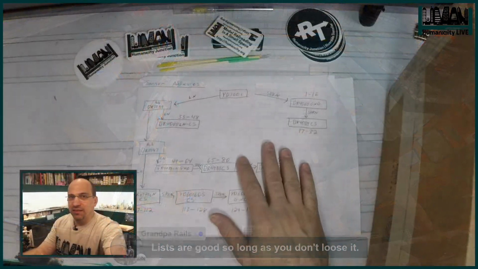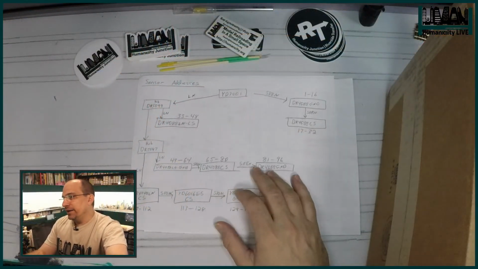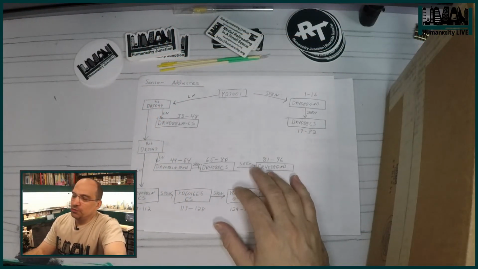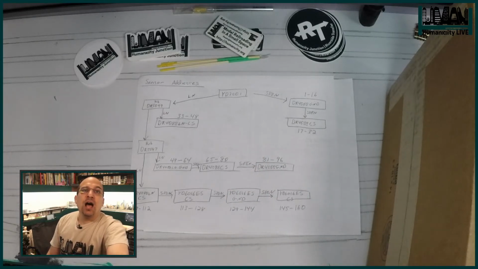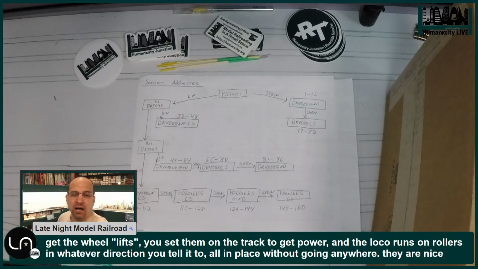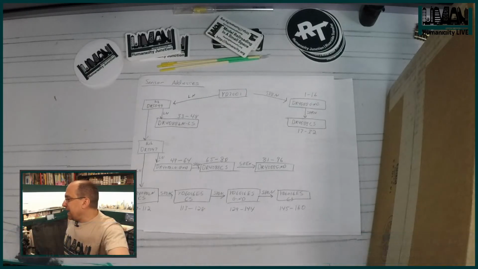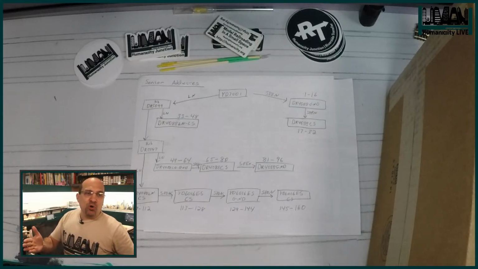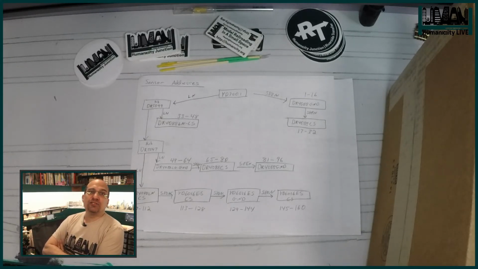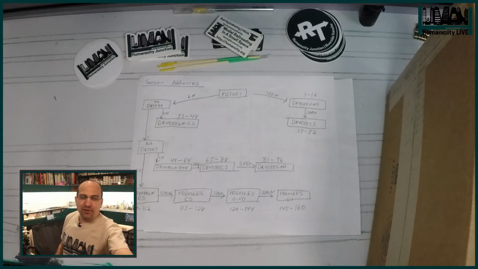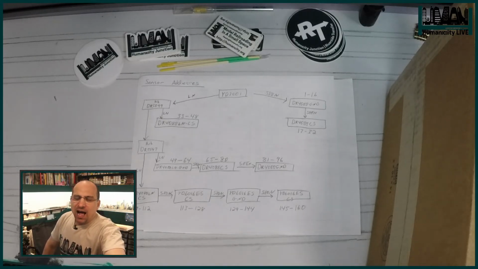If I lost these lists, I don't know. It wouldn't be the worst thing in the world, but oh yeah, that's true too, right? I do have the DCC Concepts Rolling Roads. I have a little programming board that I've got them all organized in. I could just use the rolling roads. I always forget about those. I've got too much stuff that I forget about things.